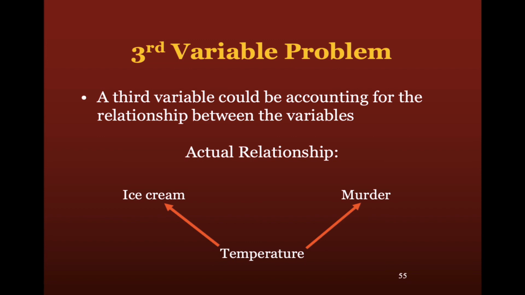What a correlation cannot do is account for this third variable problem, because correlations only factor in two variables. So again, this is one of the reasons why correlation does not equal causation.